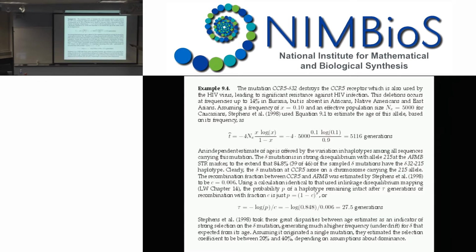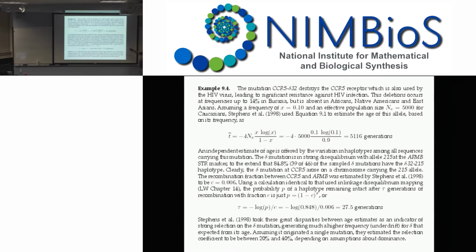Remember the delta 32 deletion in the CCR5 receptor that gives you significant resistance to HIV. We've shown, based upon a frequency of 10% and an effective population size of 5,000, that this allele should be, if it's neutral, about 5,000 generations old, with a pretty large standard error, from about 600 generations up to about 15,000 generations. Standard errors on these are really big, but nonetheless.